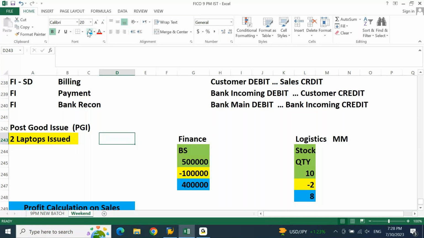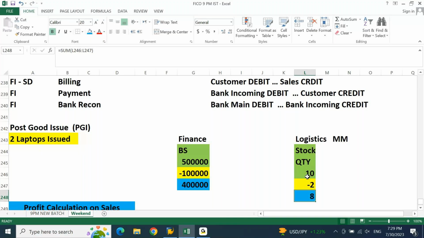Whenever you're talking about stock, your stock or your inventory will have two updates. One is your quantity update, the other one is value update. Quantity update will hit your logistics. Value update will hit your finance, which is your accounting. So when you issued two laptops, I am going to reduce from my stock. Current stock is 10. I have issued two laptops. 8 will be my current stock.